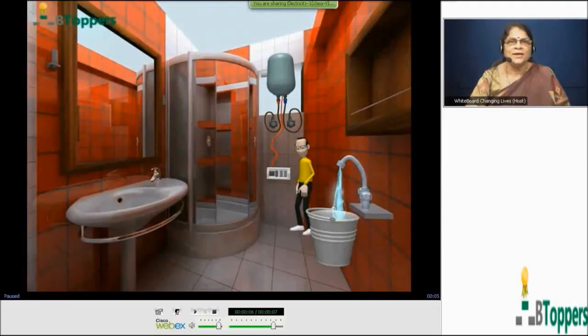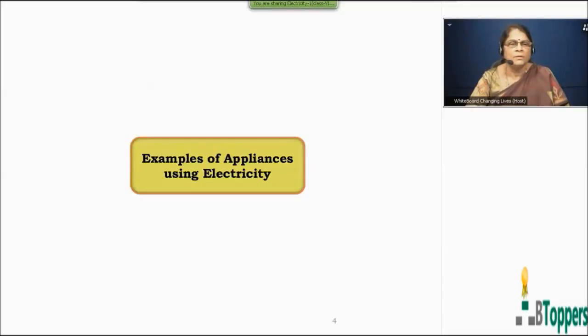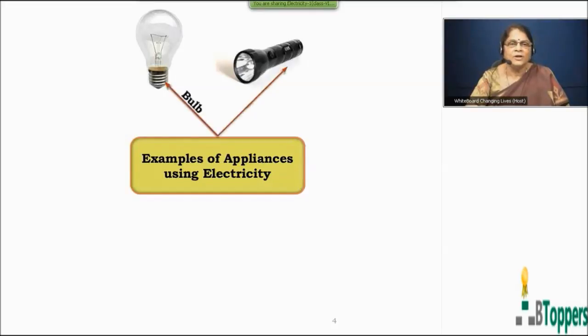We will now discuss some appliances which use electrical energy regularly. You can also think about some appliances which use electrical energy and make a note of it. Let us see what they are. What do we have? We have a bulb. Then we have a torch. Now what are both of these? They give us light. A bulb gives us light and a torch also gives us light. And both of them use electrical energy.